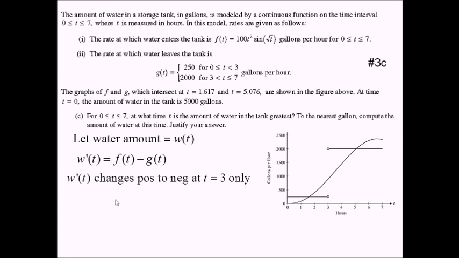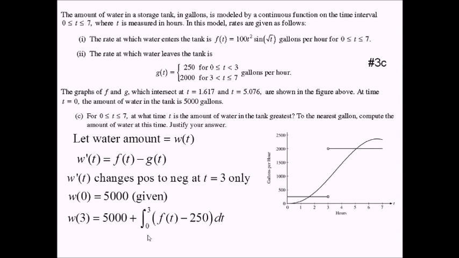So w of 0 is the amount of water at time 0. They gave us that. It's 5,000 gallons. To figure out w of 3, I need to take that initial 5,000, and I have to add the integral of w prime from 0 to 3. But now w prime is going to have a specific shape when we go from 0 to 3. F of t is still f of t, but g of t is actually 250 from 0 to 3. So I'm going to write integral from 0 to 3 of f of t minus 250 dt.